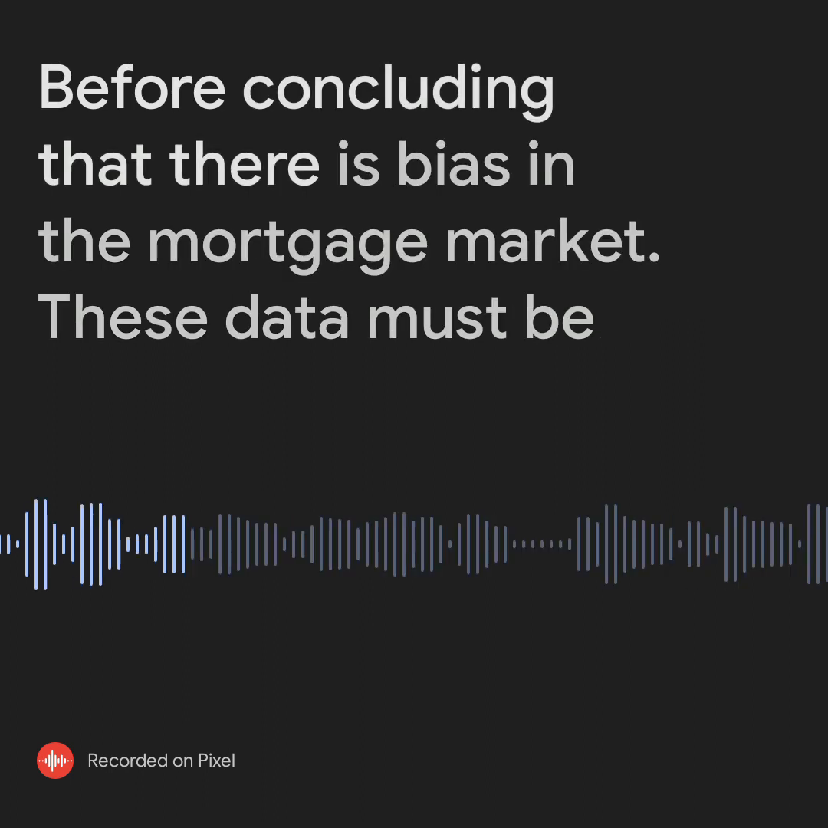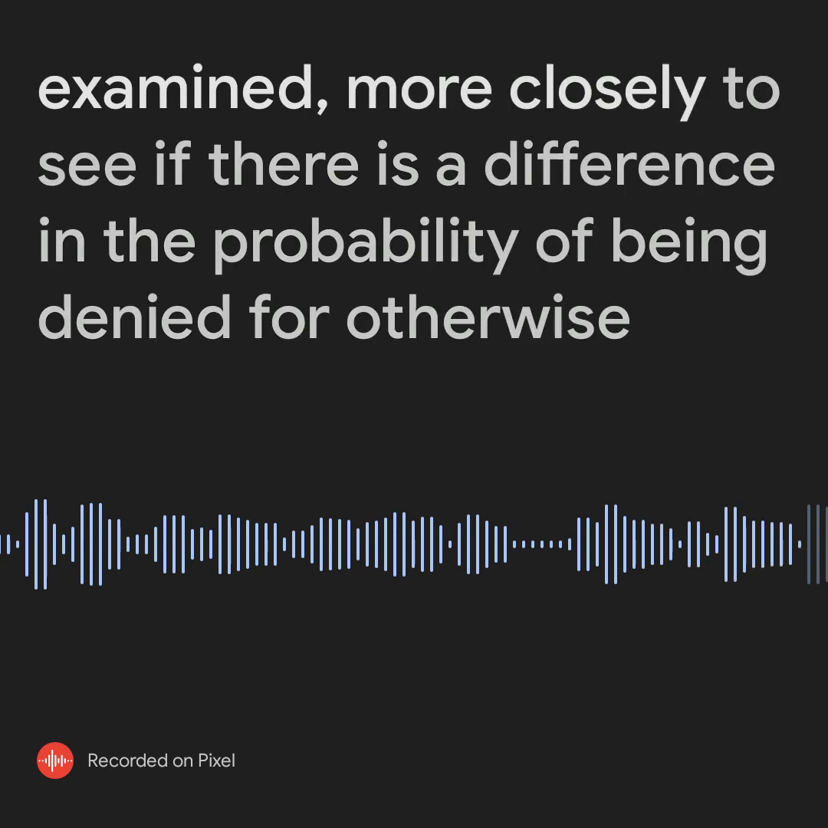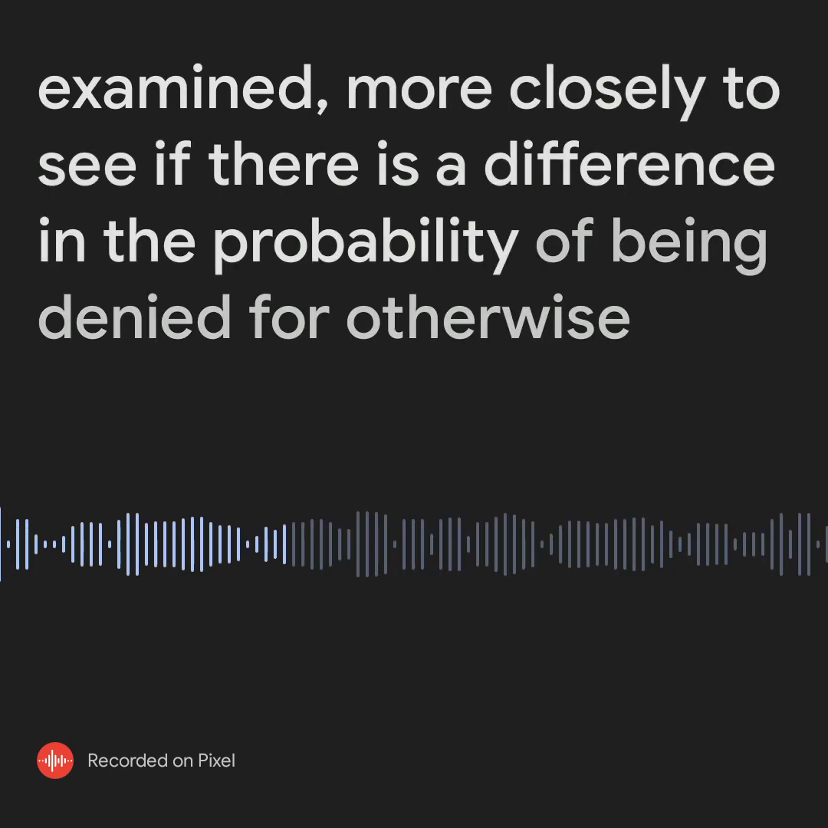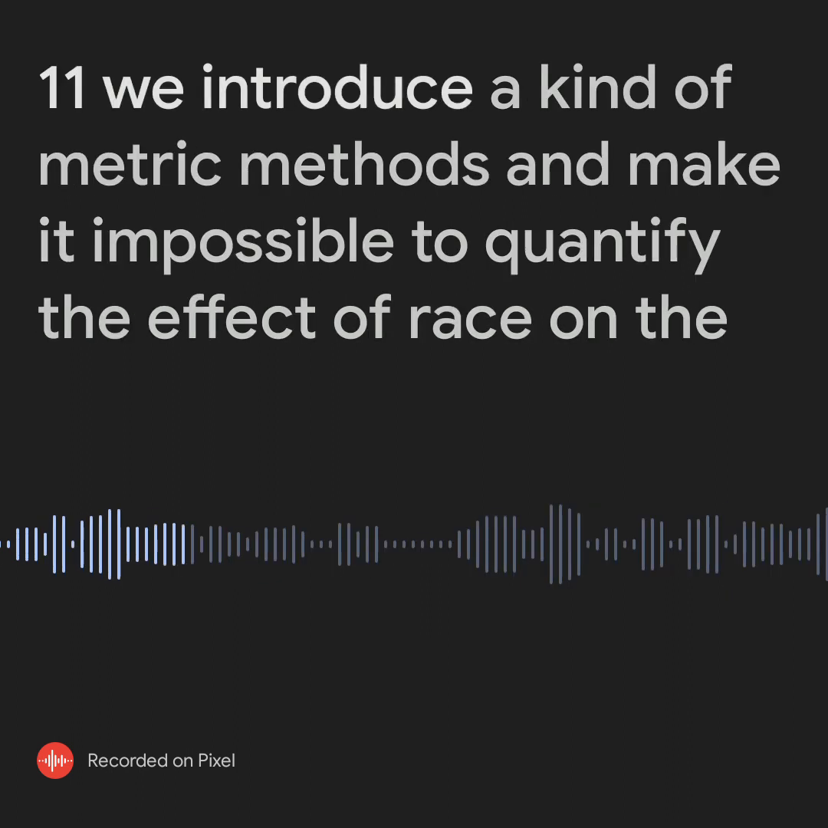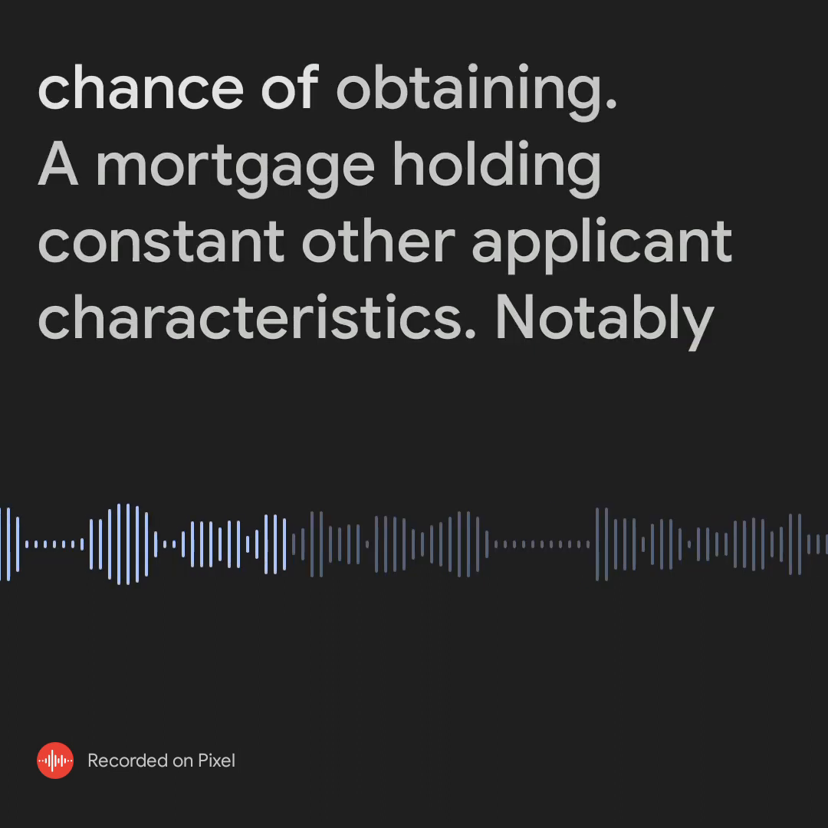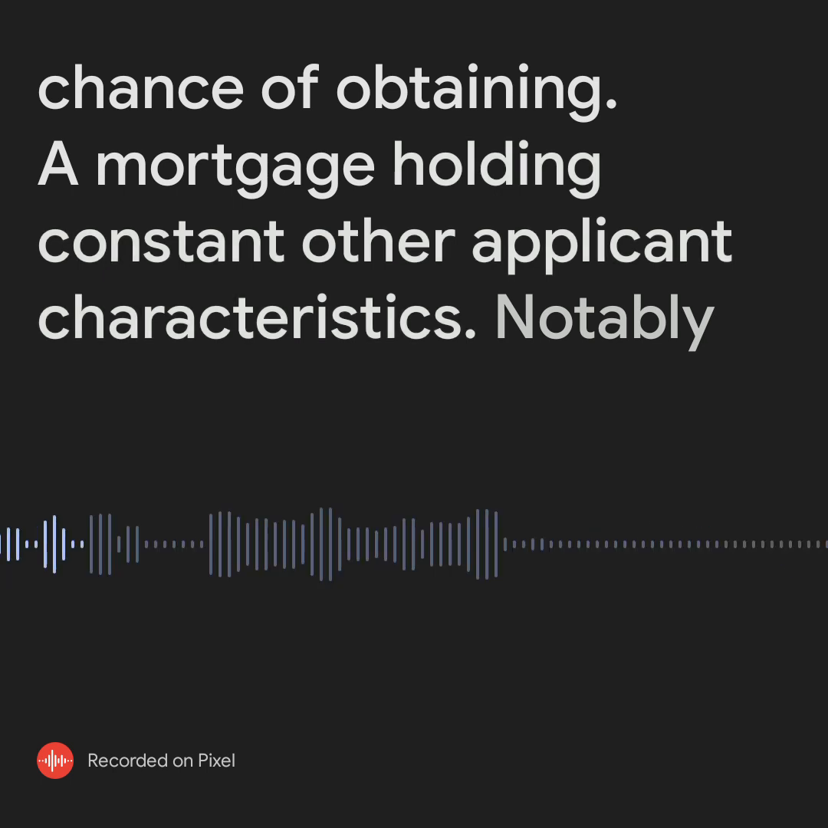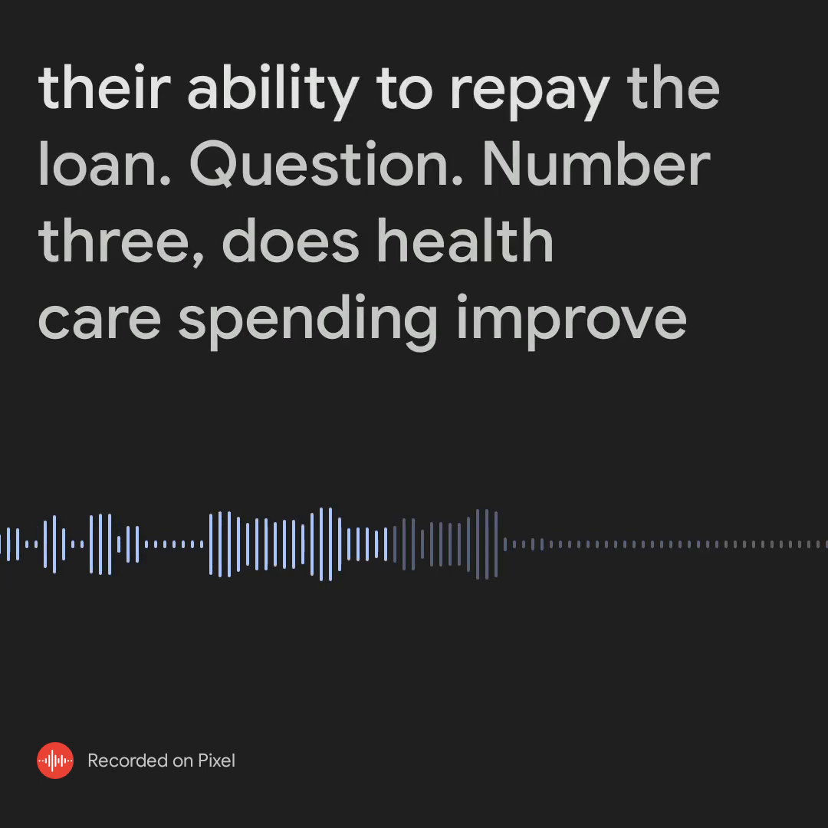Before concluding that there is bias in the mortgage market, these data must be examined more closely to see if there is a difference in the probability of being denied for otherwise identical applicants, and if so, whether this difference is large or small. To do so, in Chapter 11, we introduce econometric methods that make it possible to quantify the effect of race on the chance of obtaining a mortgage, holding constant other applicant characteristics, notably their ability to repay the loan.